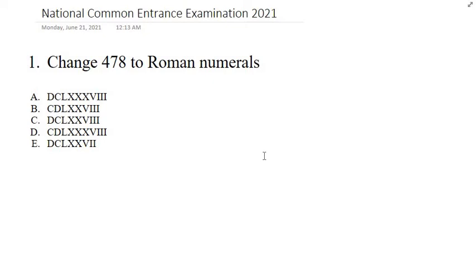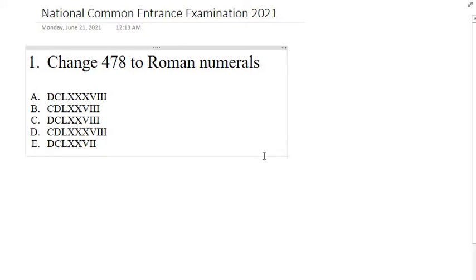In today's lesson, I'll be answering the just concluded Common Entrance Examination 2021. Here are the solutions to the questions. For question 1, it says change 478 to Roman numerals. The first thing you need to do for this question is to expand 478.